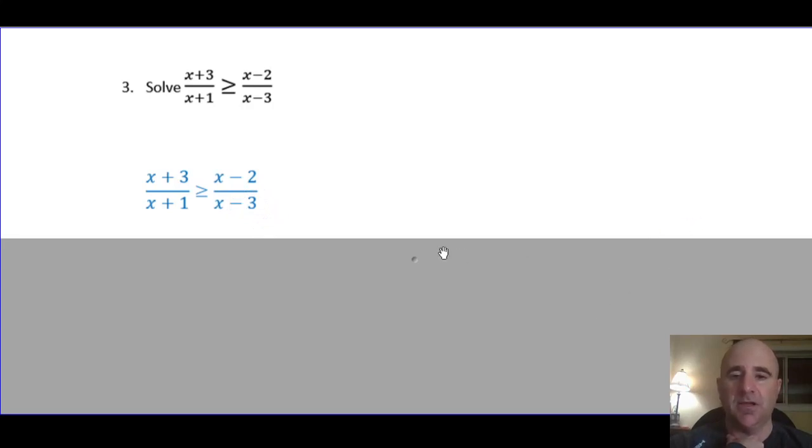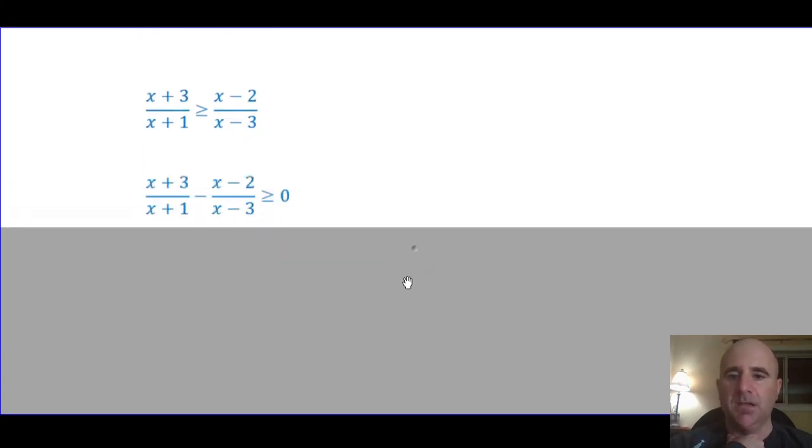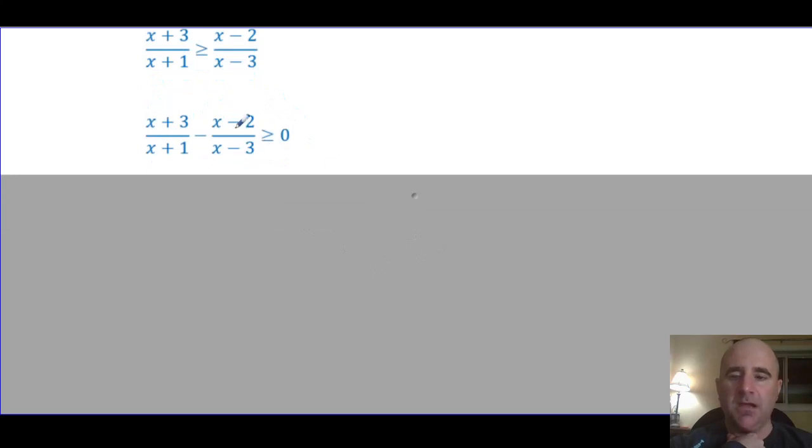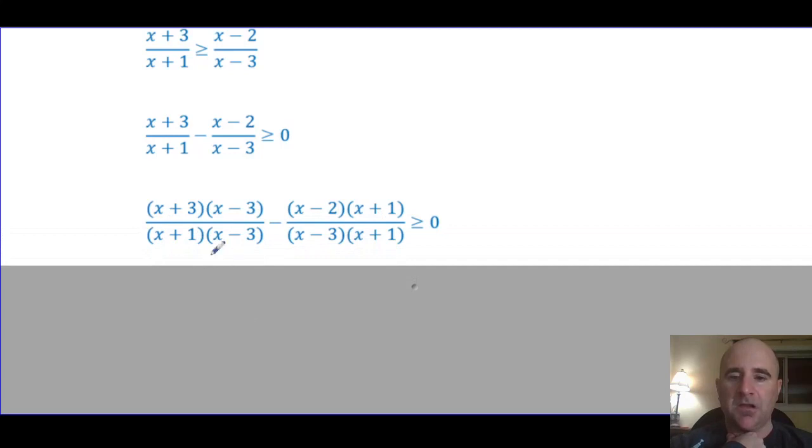So we can't do that. So instead, it's very easy to look at equalities and compare them to 0, so we bring that over and we do that. We're then going to make a common denominator to simplify this expression. That common denominator is x plus 1 times x minus 3.